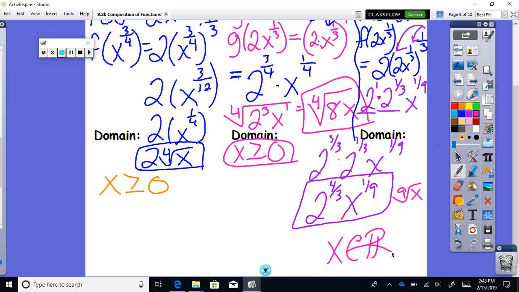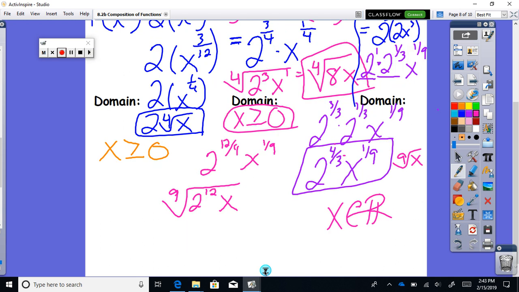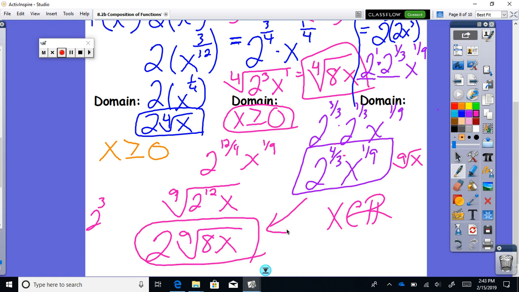We would have to change this one to ninths, so you'd have to multiply by 3. You'd get 2 to the 12/9 and x to the 1/9. So it would be the 9th root of 2 to the 12th x. Well, then I have 12 2's, so I could take 1 out. And you have the 9th root, 9, 10, 11, 12, so you have 3 2's left. So you'd have 2 to the 3rd left inside. So you have an 8 left, and you have an x left. So this would be the simplified version.